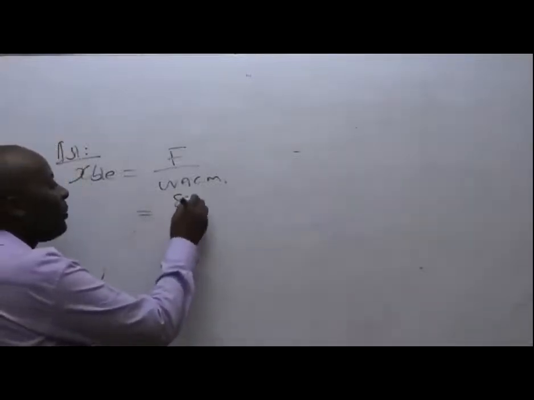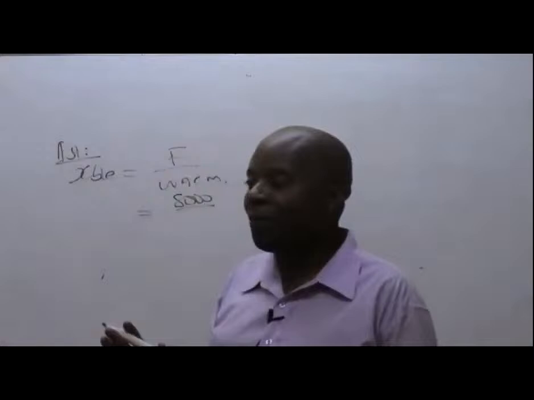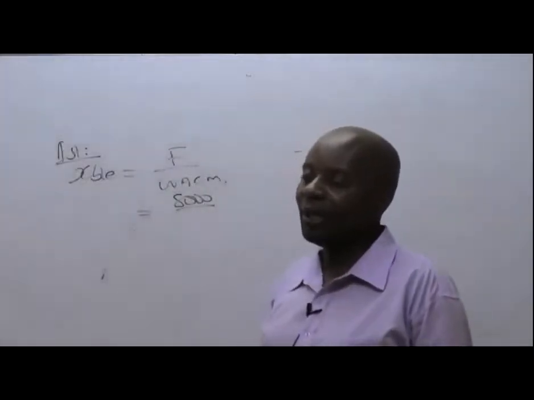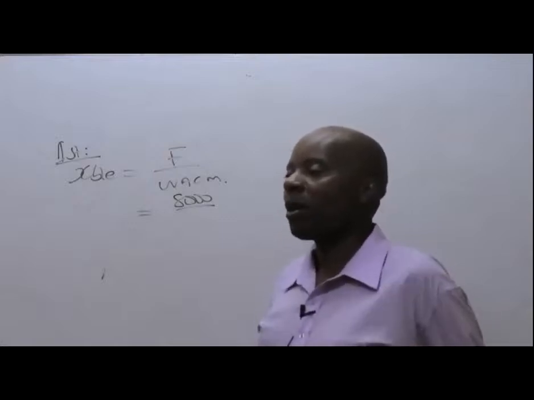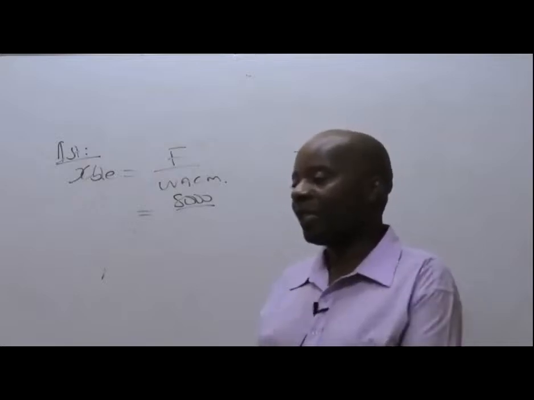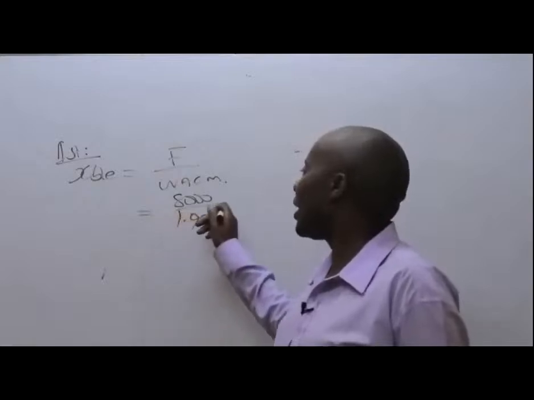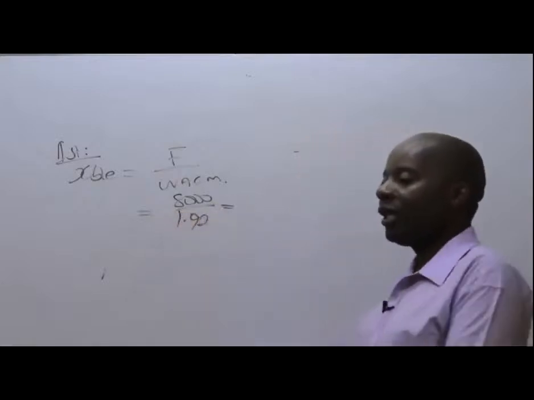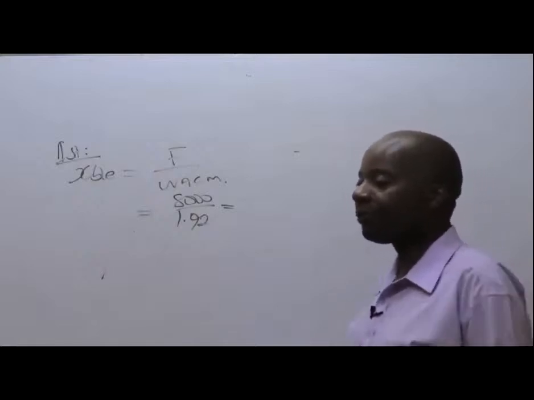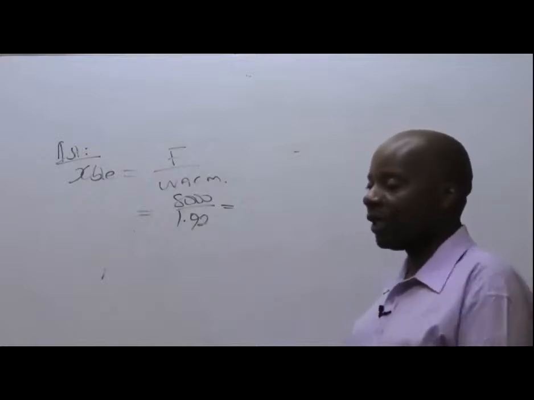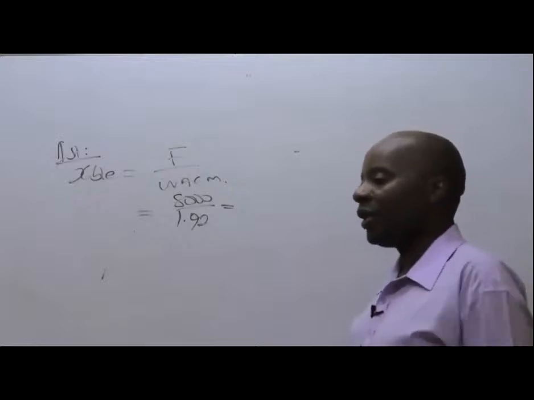All over the WACM that we had obtained in part 1 above. Who is able to give us the WACM? Remember, not WACMRI, but WACM. Is it the 1.92? So then could you kindly go ahead and do the division? 8,000 divided by 1.92 will give us what figure?